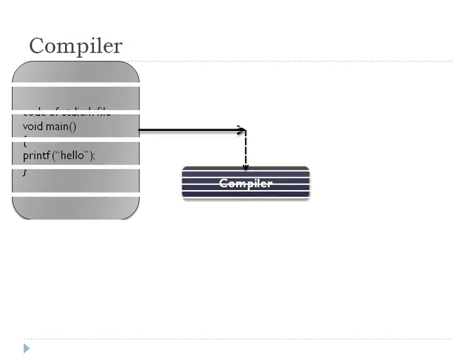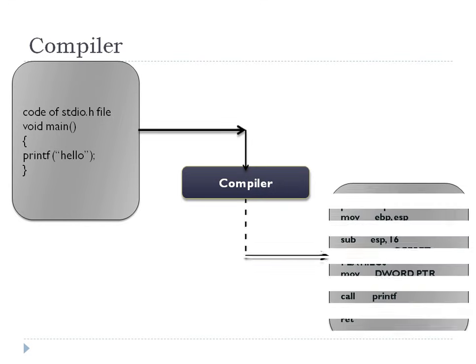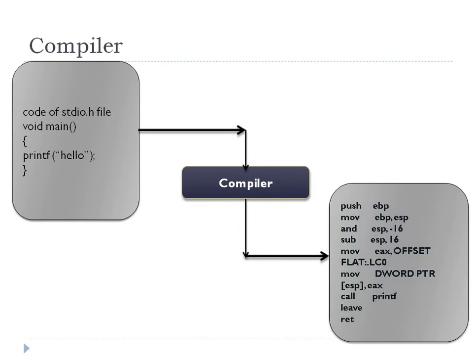So next one is the compiler. The compiler will take this file and generate assembly code. Assembly code has all the instructions defined by English words. These words are actually known as mnemonics. So this is the generated assembly code. The compiler generates this code from this file.